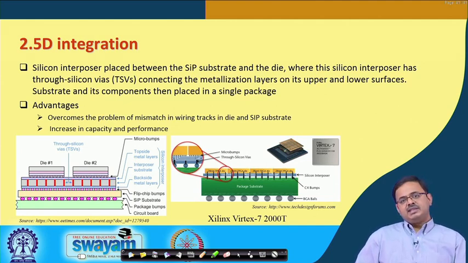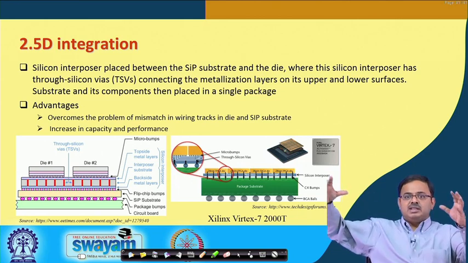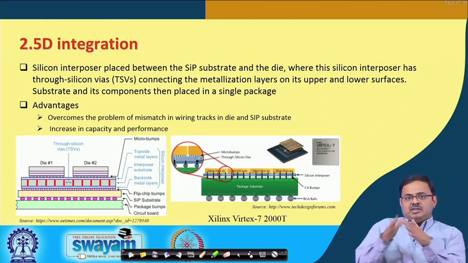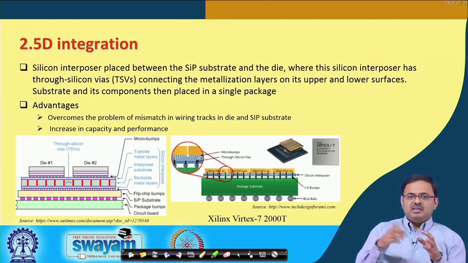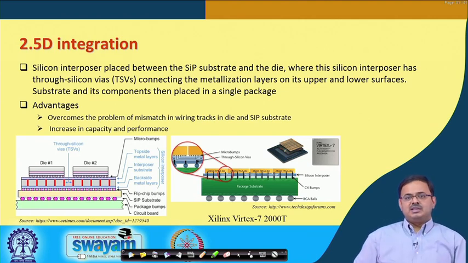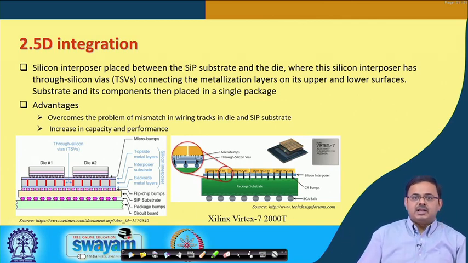So, it helps in increasing capacity and performance, but more importantly it overcomes the problem of mismatch in the wiring tracks. Okay. If you suddenly have a very thin wire and then suddenly a thick wire, then it becomes difficult. It is like in your plumbing system you have a very thin pipe and then a very thick pipe, then there is a mismatch, especially at the junctions. In fluid mechanics terms, there will be a lot of sudden expansion and therefore pressure losses, or even sudden contractions, right.